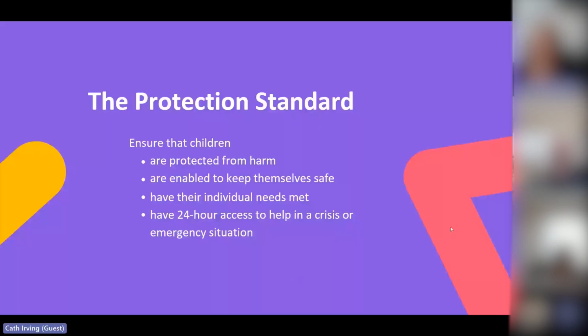So the protection standard sets out that we need to enable children to feel safe and that their needs are met, and it requires the registered person to ensure that children are protected from harm, that they're enabled to keep themselves safe, that they have their individual needs met, and also that they have 24-hour access to help in a crisis or emergency situation. So, settings in which there isn't an adult present 24 hours a day: what can young people do if there's a crisis or emergency situation and there's no adult present at the setting? What steps do they need to take to get in contact with someone?